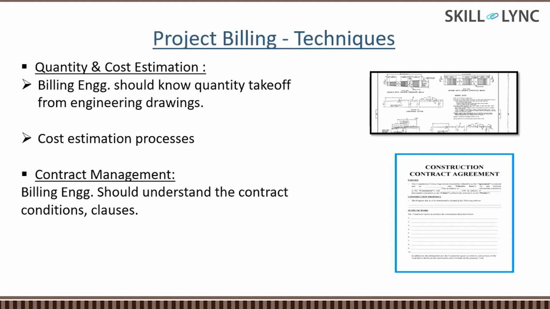Similarly, they should know about the cost estimation process. They should know that if the brick rate is 4,500 or 5,000 rupees per cubic meter, as mentioned in the contract document, how to read that, what this 5,000 rupees per cubic meter means, and how the entire specification is mentioned.